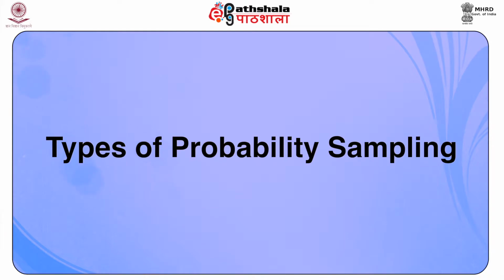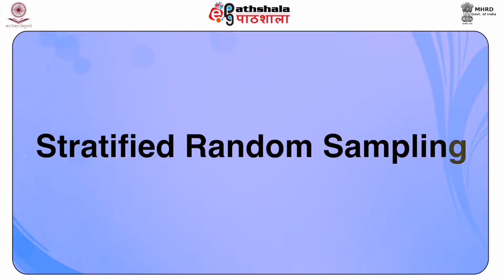Types of probability sampling. The three types of probability sampling methods are stratified random sampling, systematic random sampling, and cluster sampling. Stratified random sampling.